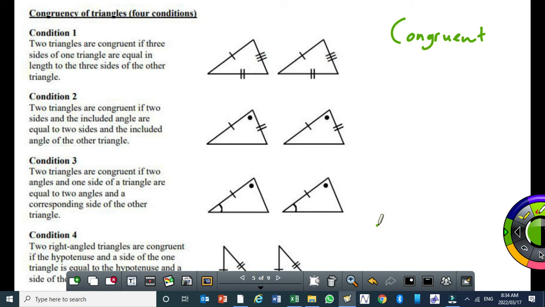Okay, so you're saying in terms of assessment, it wasn't put in assessment. But did you learn it? No, we were never taught. So congruency was not taught. Similarity was not taught. In grade 8 as well.